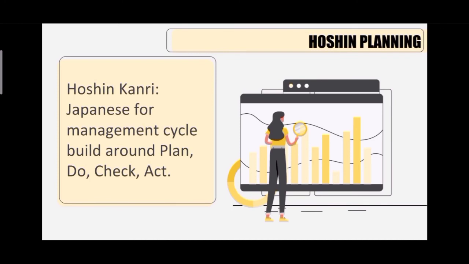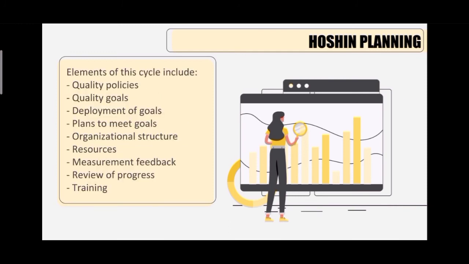Next, we have Hoshin planning. Hoshin Kanri is Japanese for a management cycle built around plan, do, check, and act. Elements of this cycle include quality policies, quality goals, deployment of goals, plans to meet goals, organizational structure, resources, measurement feedback, review of progress, and finally, training.